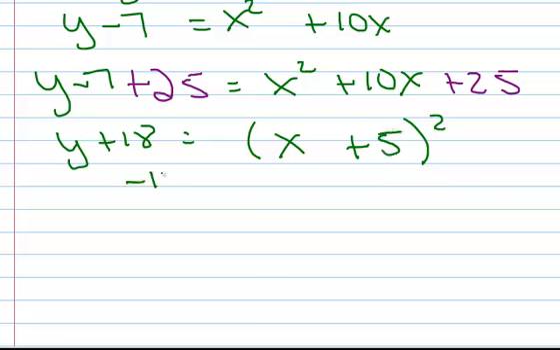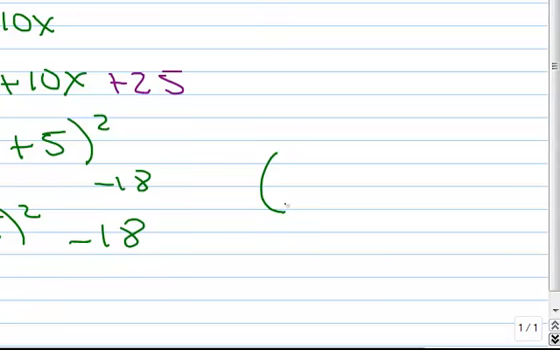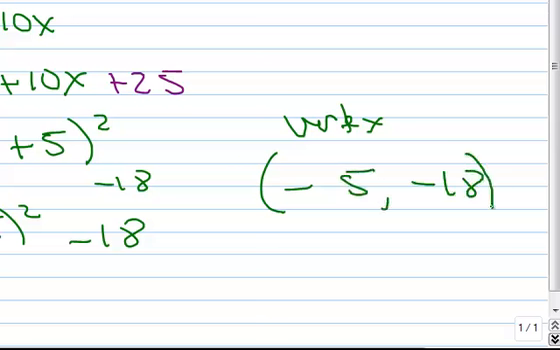The last step is we want to subtract that 18 from both sides. So we get y equals quantity x plus 5, quantity squared, minus 18. Now I'm ready to identify the vertex. And the vertex in this case is negative 5, negative 18. And this ends this example.